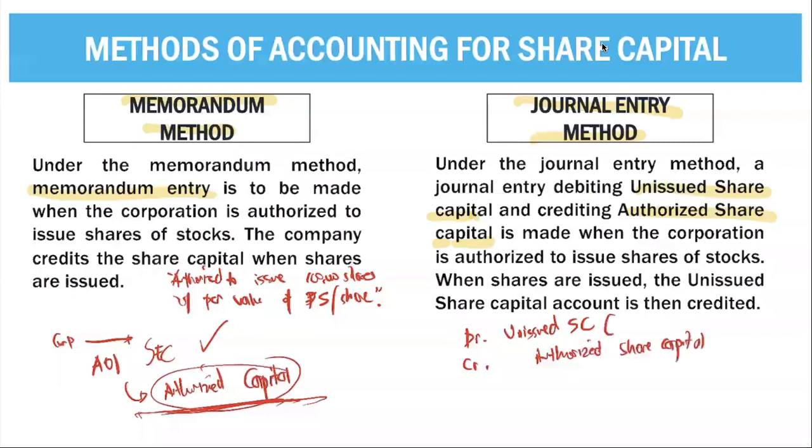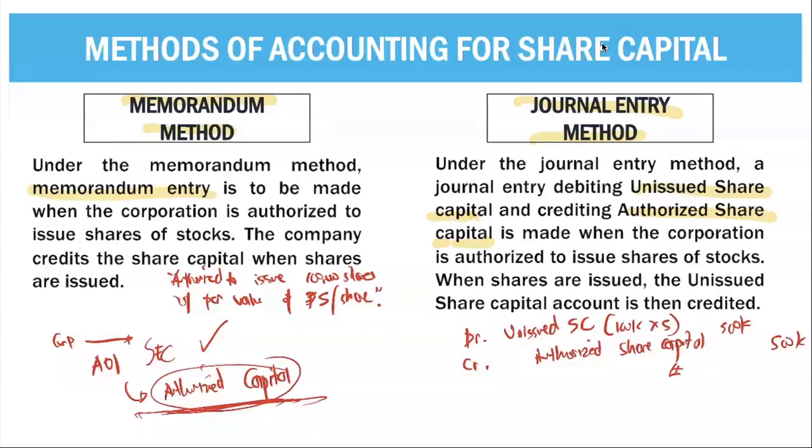So how do we compute for our unissued share capital? Your unissued share capital is equal to your par value multiplied by the number of shares. So since we have 100,000 shares and our par value is 5, our entry is unissued share capital 500,000, authorized share capital 500,000. Okay? So that's the difference of the accounting under memorandum method and journal entry method.